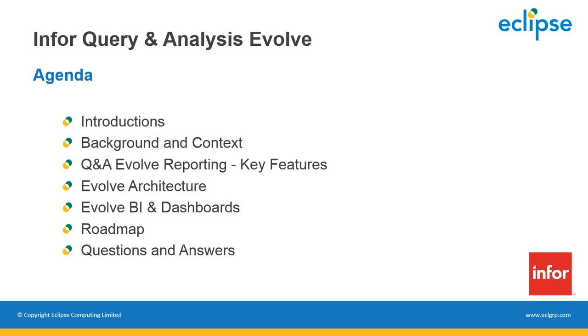But effectively, there's the core Q&A Evolve reporting suite that we'll look at. I'll take a look at some of the key features in that, discuss some key changes in the product architecture, and then talk a little bit about Evolve BI and dashboards, which is the second key part of the functionality that's going to be introduced as part of Q&A Evolve. And then finally we'll take a look at the overall product roadmap, both for Q&A Evolve and for the existing versions of Q&A with Query and Analysis. And then finally at the end we'll wrap up with some questions and answers.